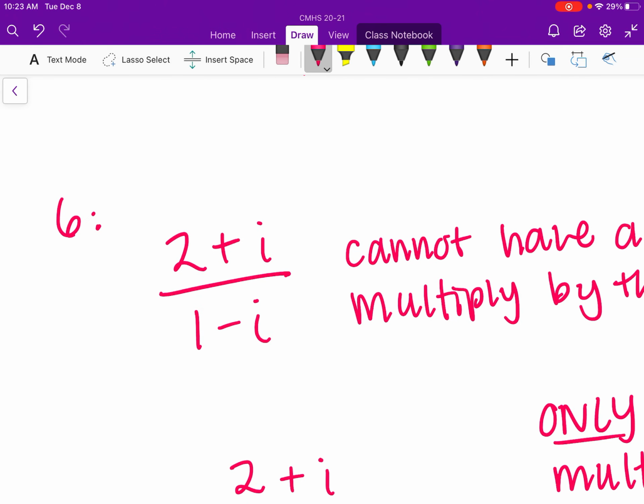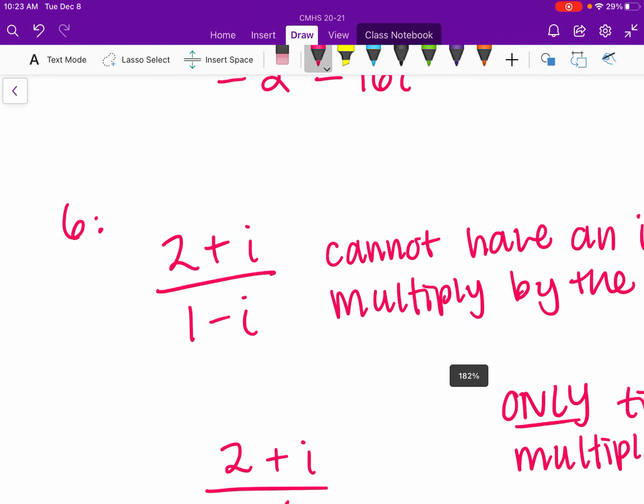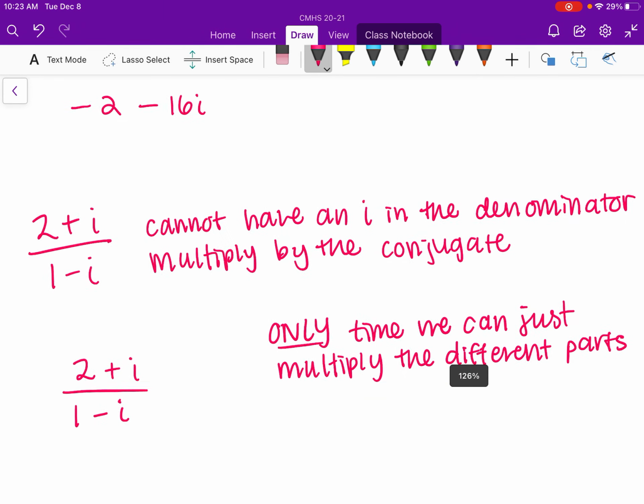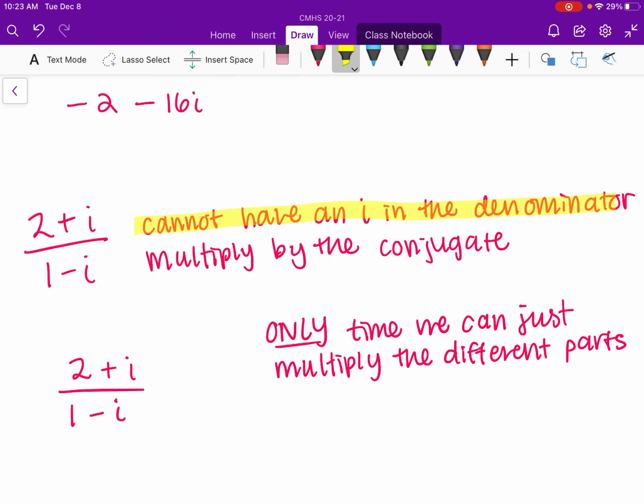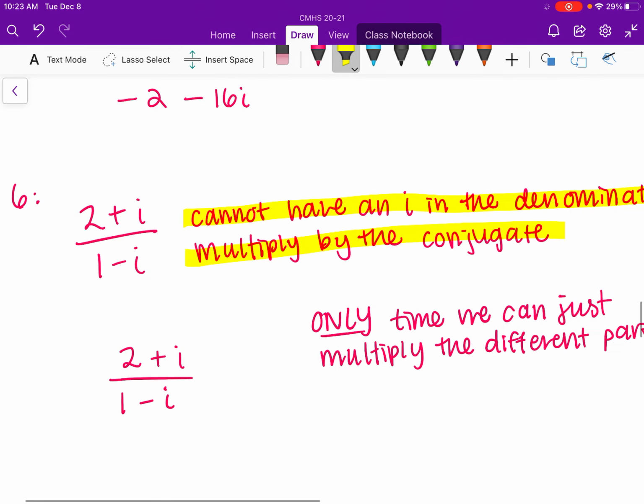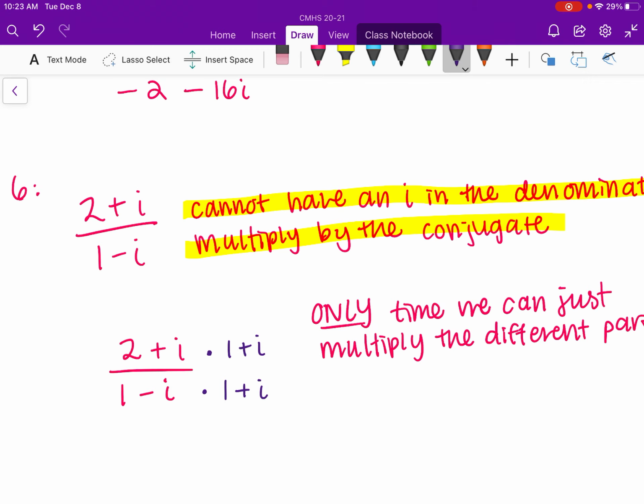So here's the problem. 2 plus i over 1 minus i. This is an issue because we cannot, over here in the highlight, have an i in the denominator. So what we're going to do is multiply by the conjugate. You may not know what a conjugate is, but it's basically the bottom with, instead of a minus, a plus. So you just change the sign. Multiply the bottom and multiply the top. So the bottom gets multiplied by 1 plus i, and the top gets multiplied by 1 plus i.